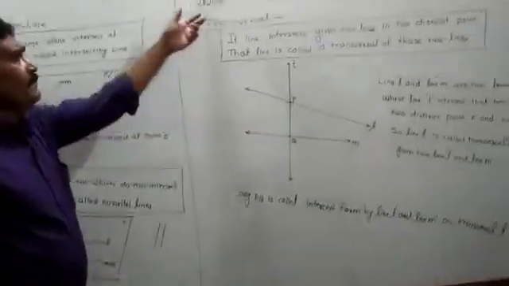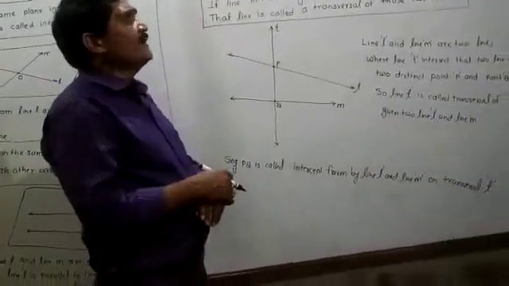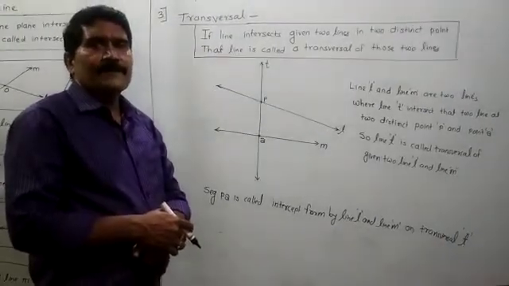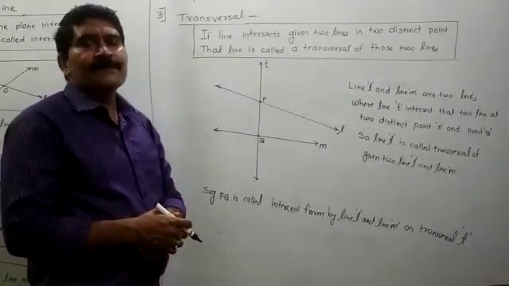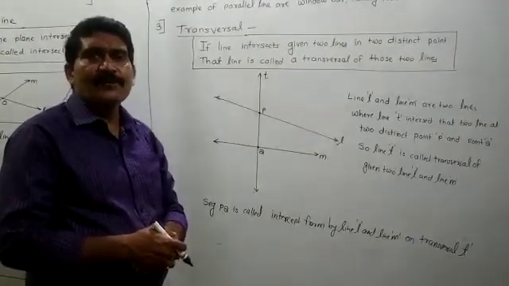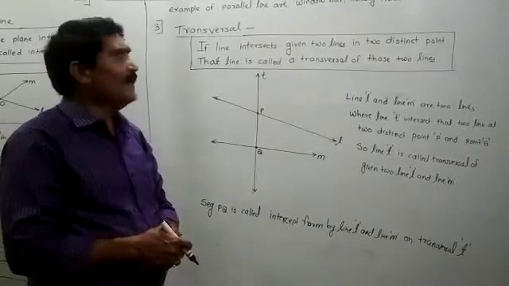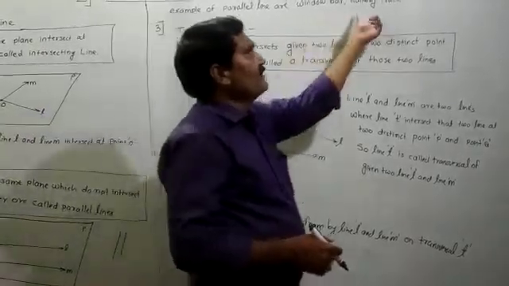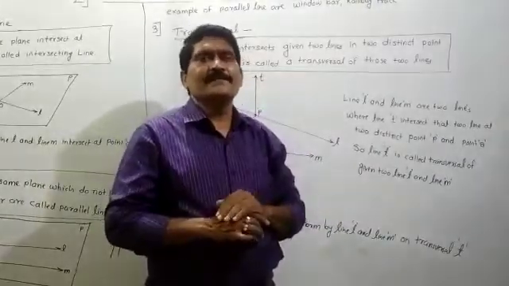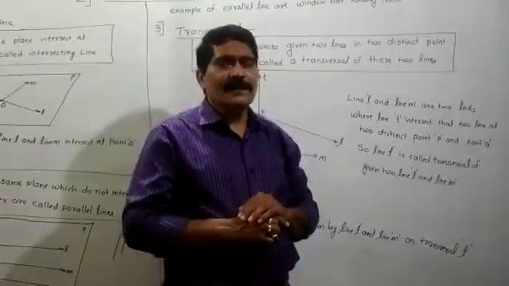And examples of parallel lines. Which are the examples of parallel lines? You know the window bars. Window bars are examples of parallel lines. The lines in your notebook are also examples of parallel lines. And the railway track. This railway track will never intersect with each other. So you have to say that these are examples of parallel lines.